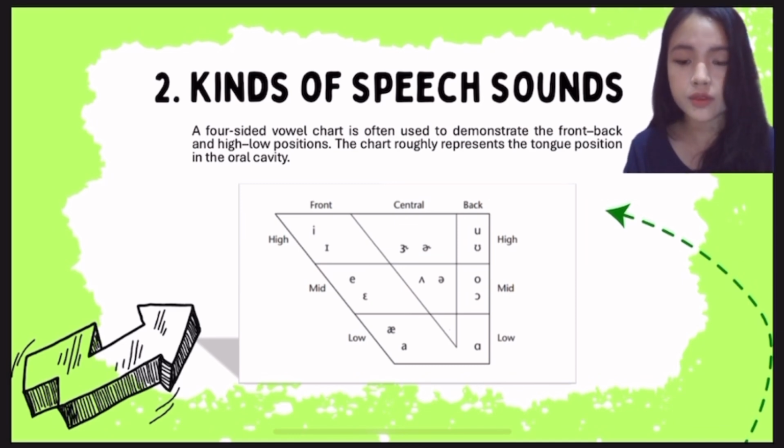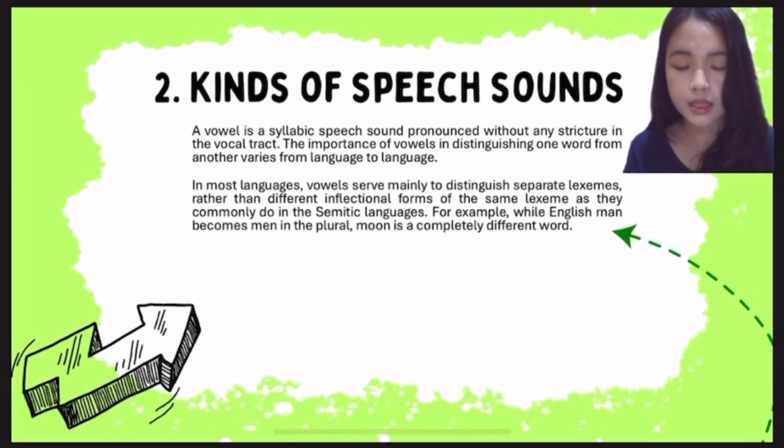The chart roughly represents the tongue positioned in the oral cavity. A vowel is a syllabic speech sound pronounced without any obstruction in the vocal tract. The importance of vowels in distinguishing one word from another varies from language to language. In most languages, vowels serve mainly to distinguish separate lexemes, rather than different inflectional forms of the same lexeme as they commonly do in the Semitic languages. For example, while English man becomes men in the plural, moon is a completely different word.